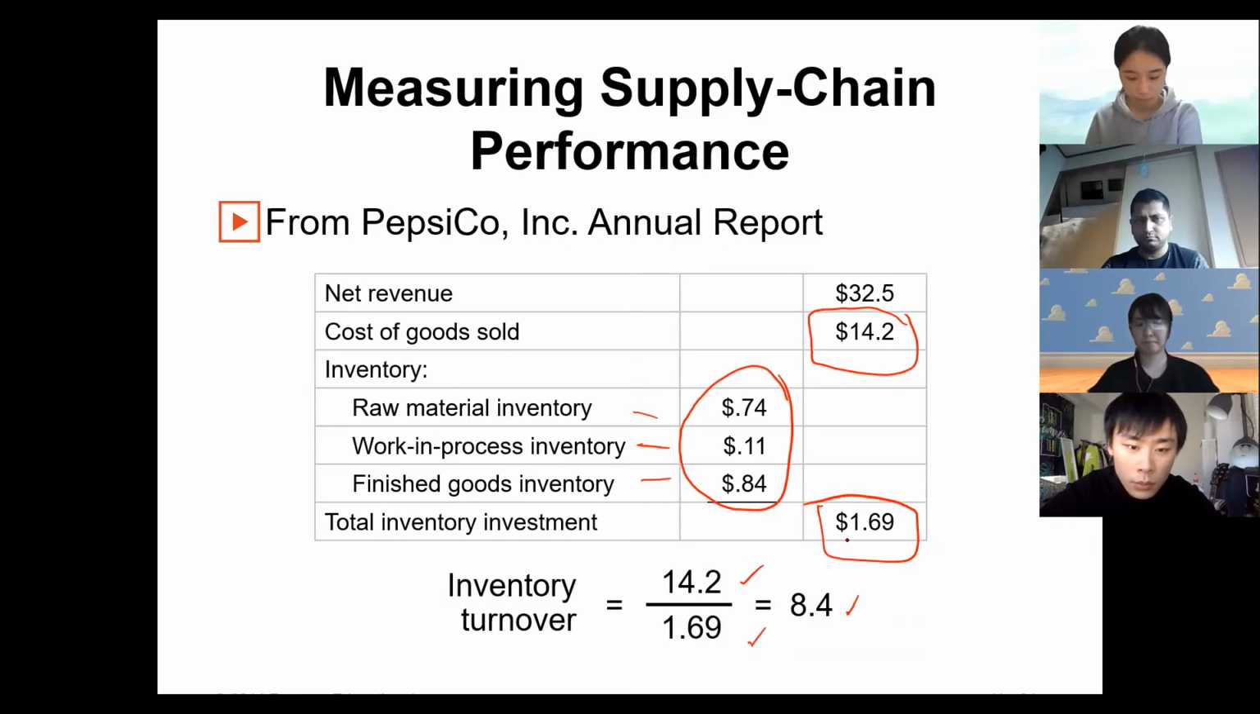Is it good or bad? Do we have the answer here? I think it's good. Okay, it's good. Inventory turnover is 8.4.